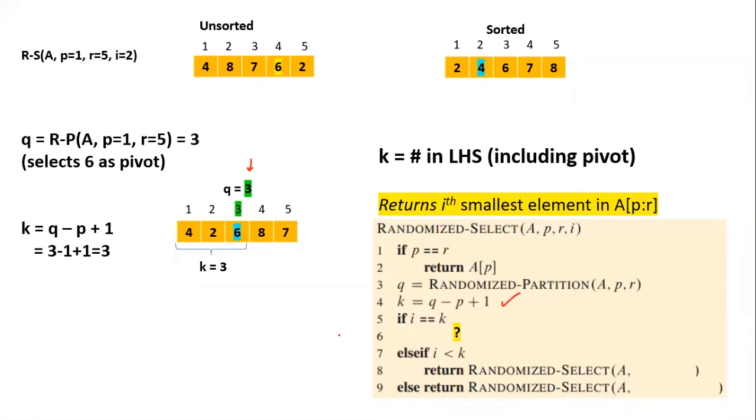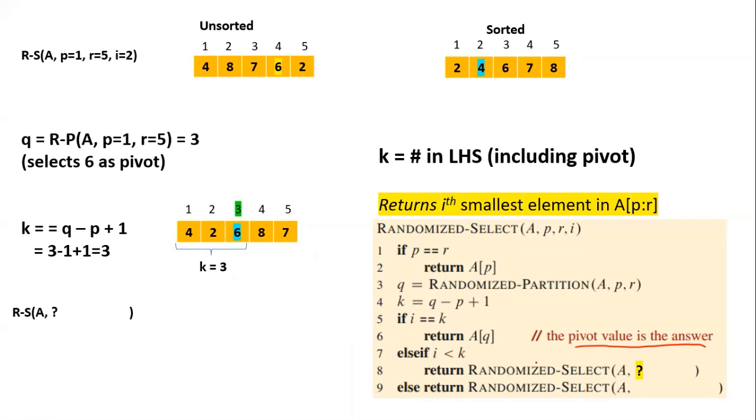Now, the next question is, what happens if I is equal to K? Essentially we're looking for the ith order statistic, and K is now equal to I. Do we have the solution? Let's suppose we were looking for the 3rd order statistic, and we found that I is equal to K. Then we've already found the solution: the pivot value is the answer. Hopefully you can see that.